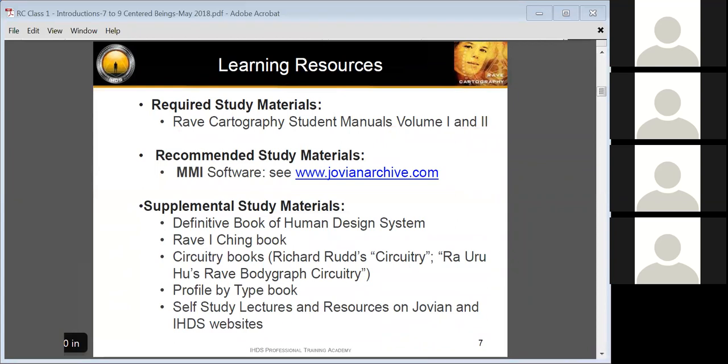So we're going to have you reading, obviously, 2 manuals. There's volume 1 and 2 when it comes to Rave Cartography, at least in the English manuals. I know there are people from all over the world here. So some of you have not received your student manuals yet, depending on where you are and how long ago you ordered it. So just be prompt now. If you haven't gotten your manual, be sure you do that sooner rather than later, because it'll take a few weeks for it to arrive.